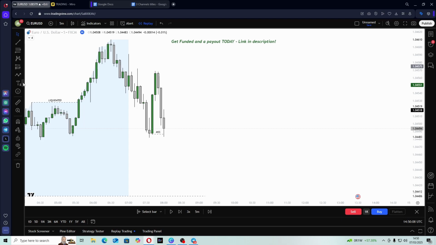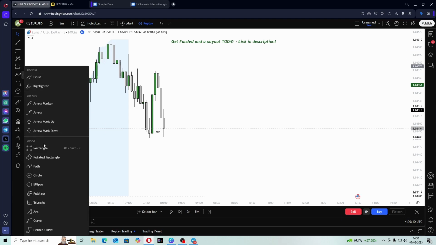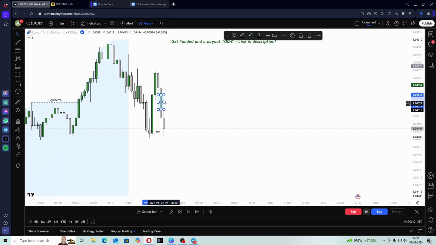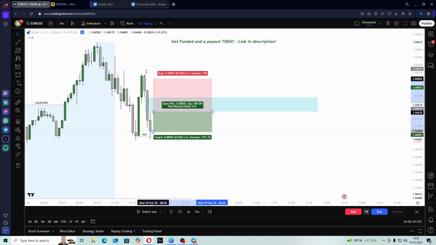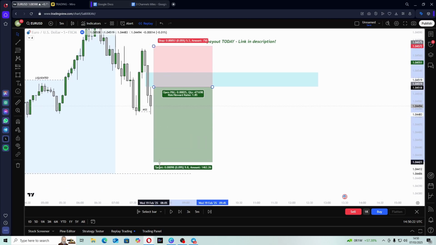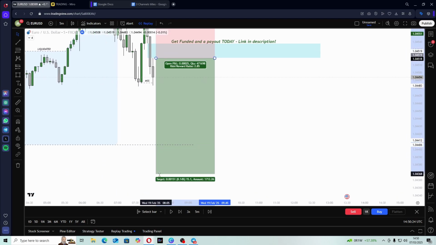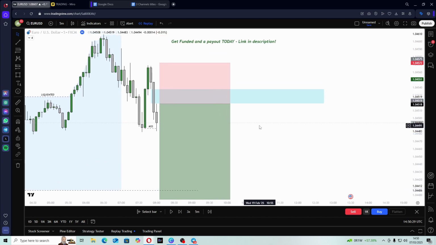What I'm going to be doing now is marking out my fair value gap, which would be from here to here. And what I'm going to be doing is placing my short position right at this area, which will be my sell limit, and placing my stop loss just above these highs right here, and placing my take profit at a 1 to 3 risk to reward ratio, right? So this will be the 1 to 3, right?